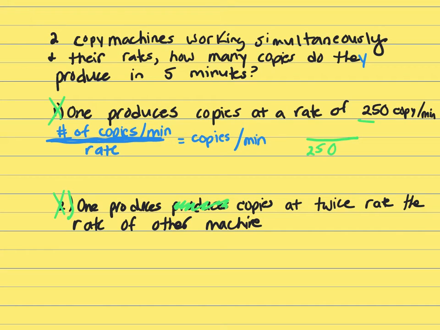So we got a rate of 250 copies per minute, but we don't know the total number of copies, and we don't know for sure that this denominator, if this is twice the rate of the other machine, that would give me, if I knew they were talking about two different machines, then this denominator would be 500, but I don't know. Clue 1 doesn't tell me it's machine 1 and clue 2 is the other machine. And the other problem is I don't know the total number of copies. So I tried putting both of them together and nothing worked, so your answer's E.